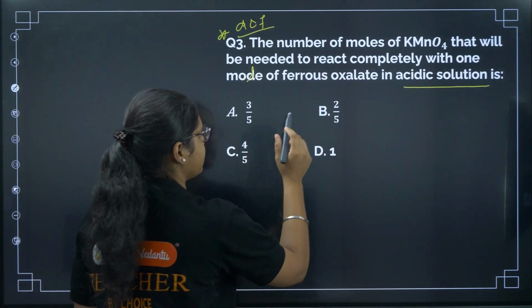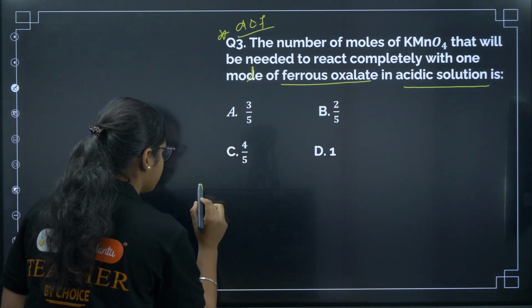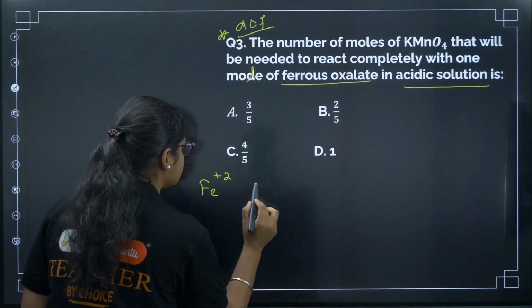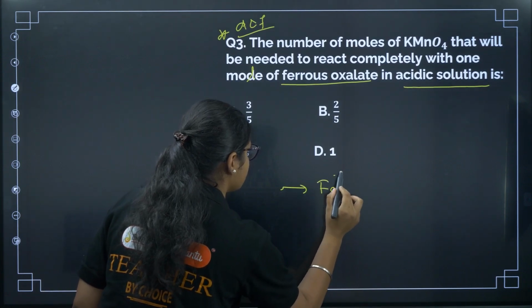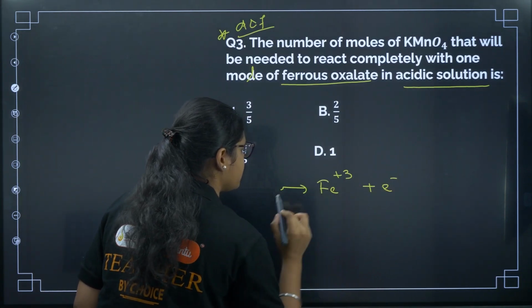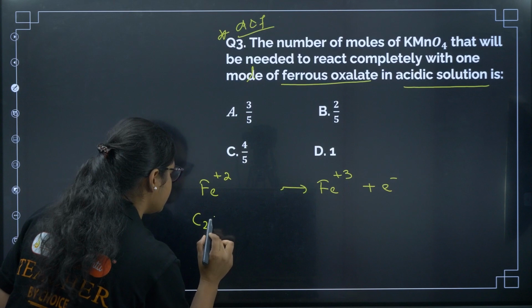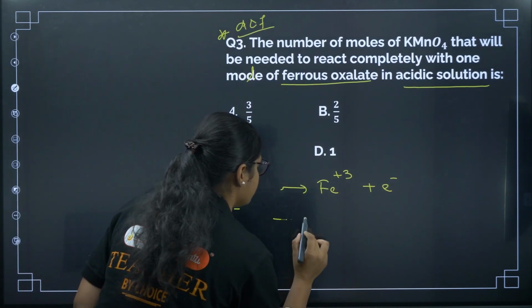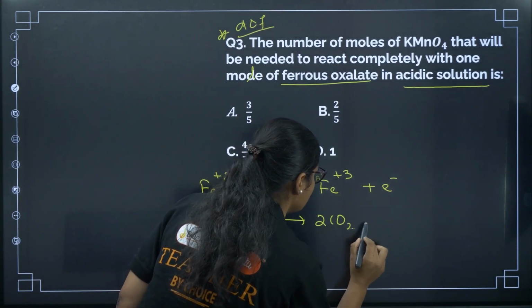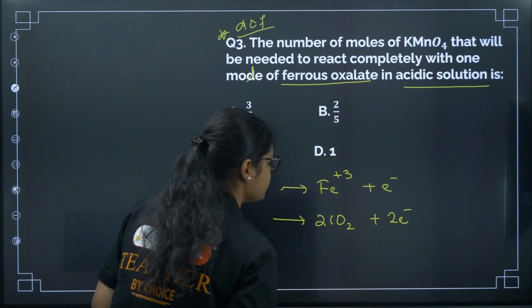Ferrous oxalate is given, right? So what is the reaction for ferrous oxalate? Fe2+ will get oxidized to Fe3+ with 1 electron. Oxalate, C2O4 2-, will get converted to 2CO2 with 2 electrons, right?